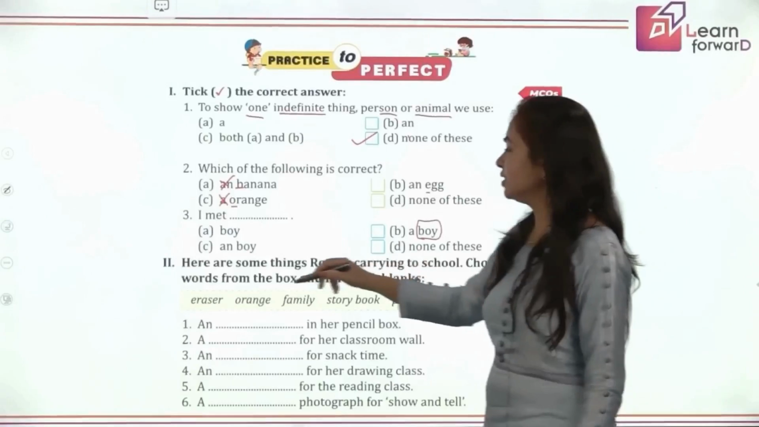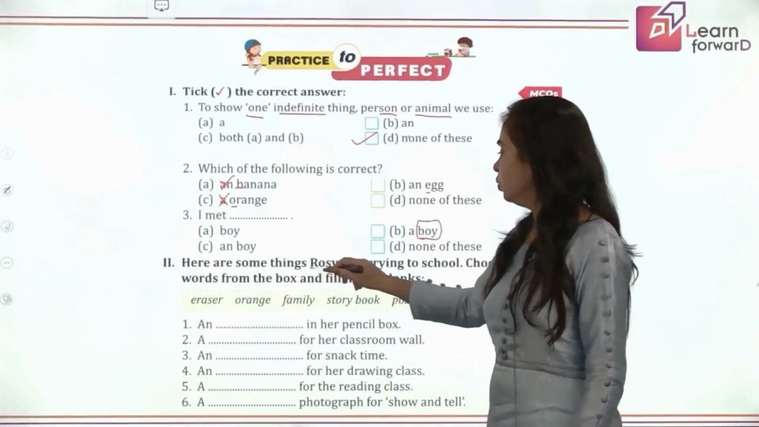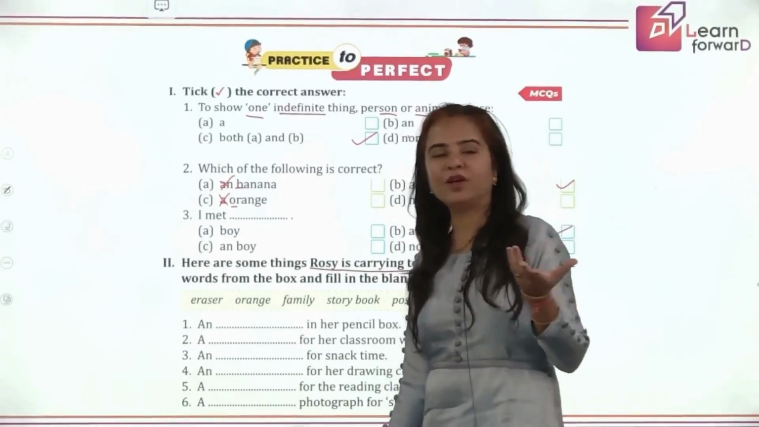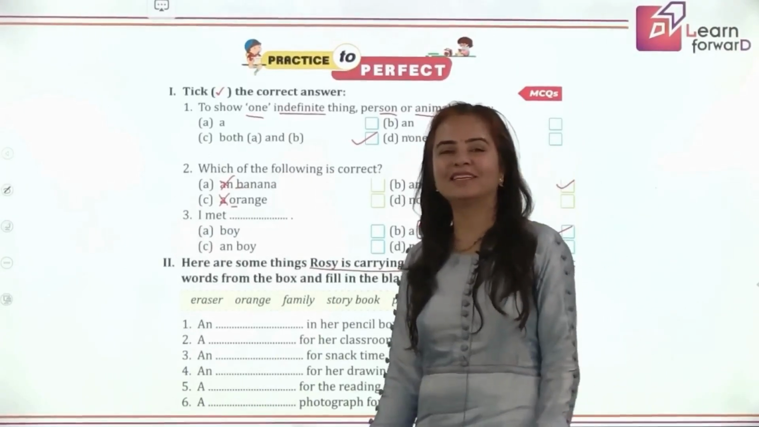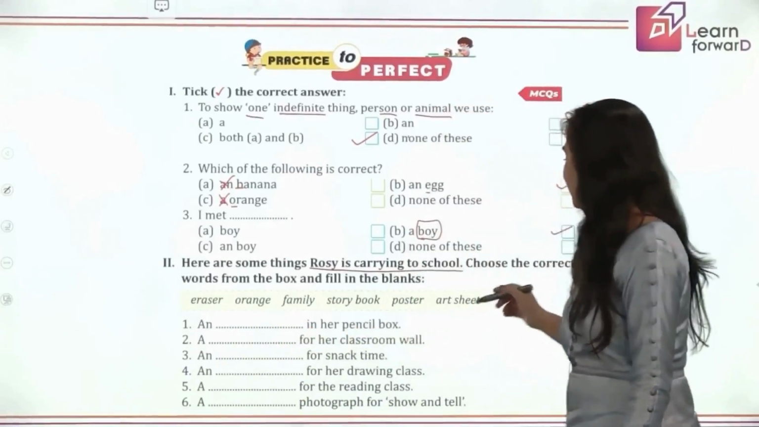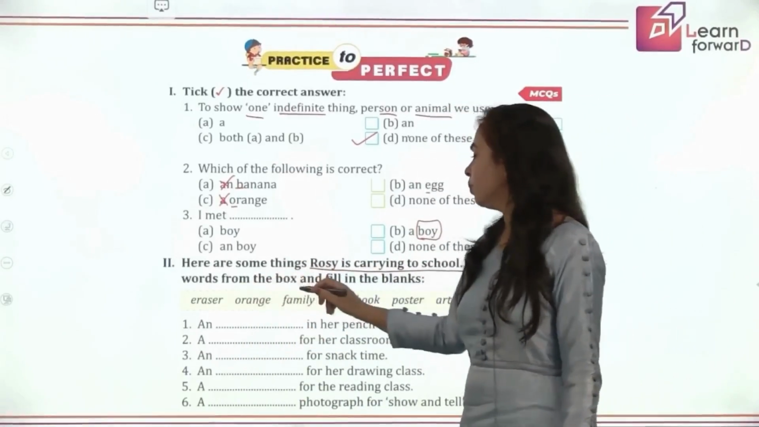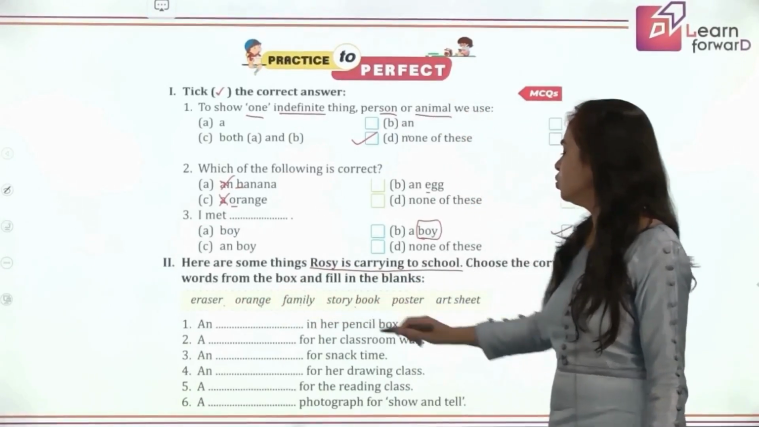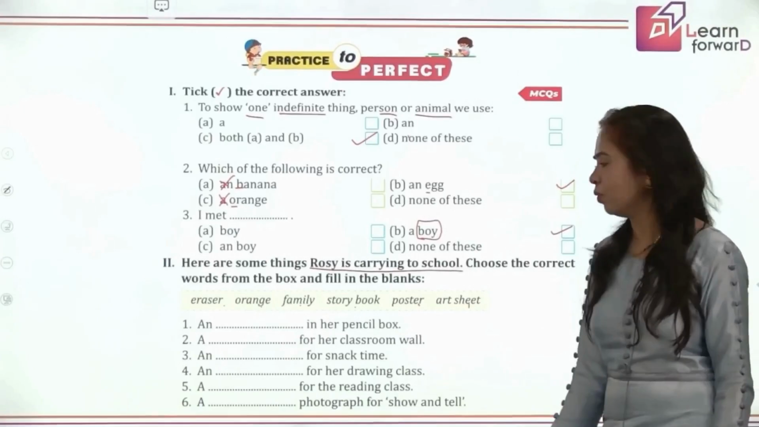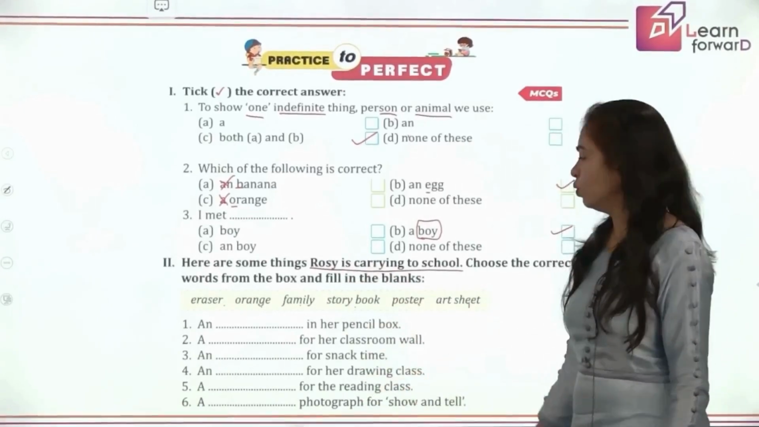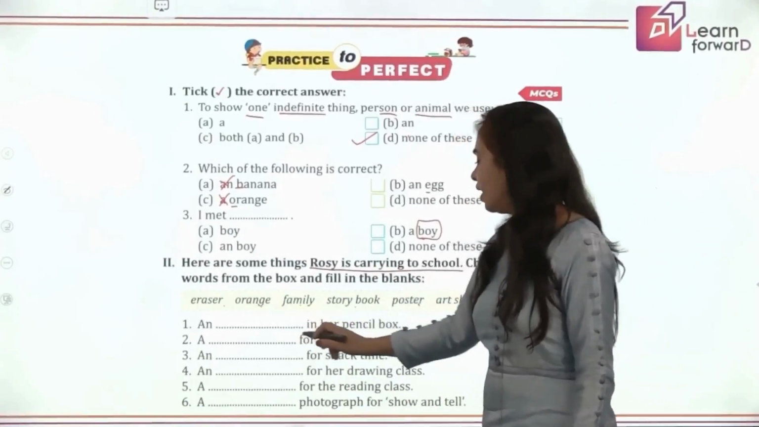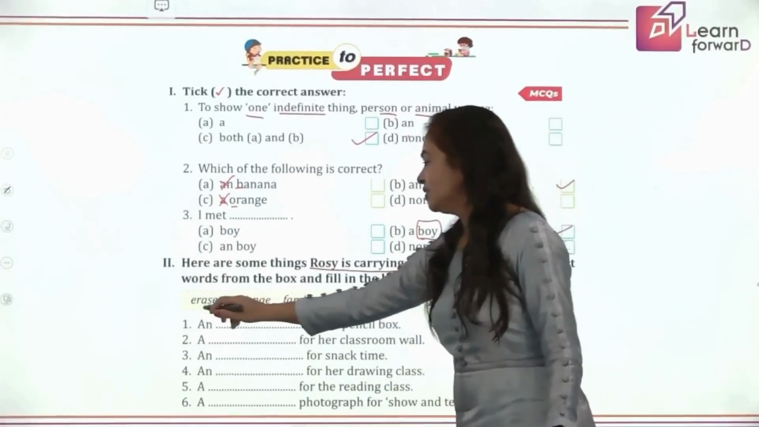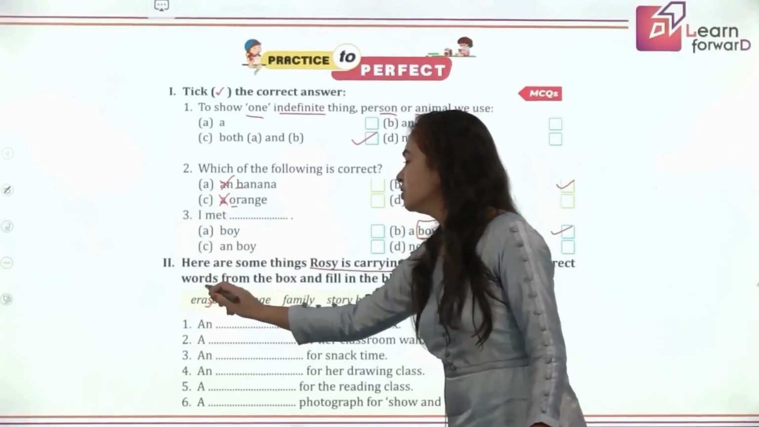Let's move to the next exercise. Here are some things Rosie is carrying to school. Oh, you also carry lots of things to school in your bag. Can you just make out a list? Okay, let's see what Rosie is carrying. Choose the correct words from the box and fill in the blank. So you have an eraser, orange, family, storybook, poster, art sheet in the help box. Let's see what goes in which part. "And dash in her pencil box." So what do you carry in your pencil box? Eraser. Yes. So this is number 1.